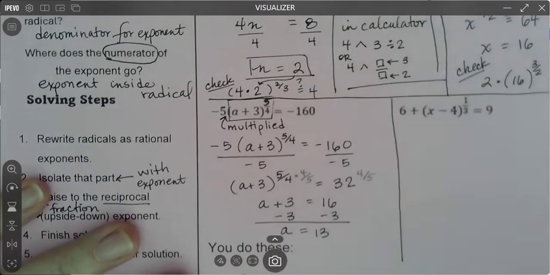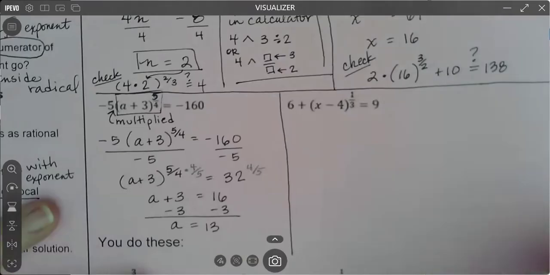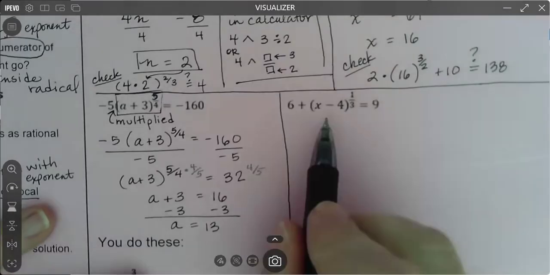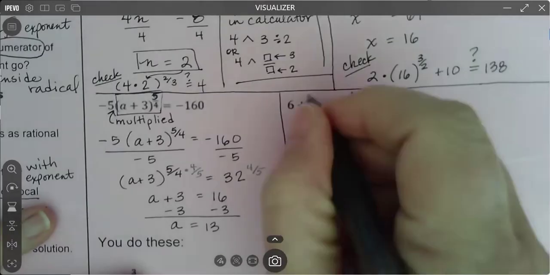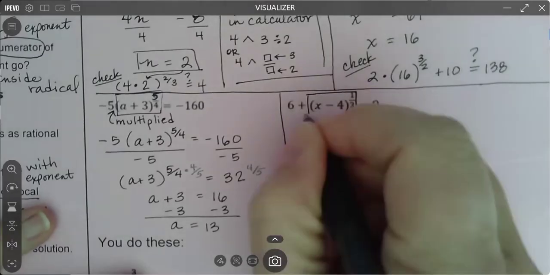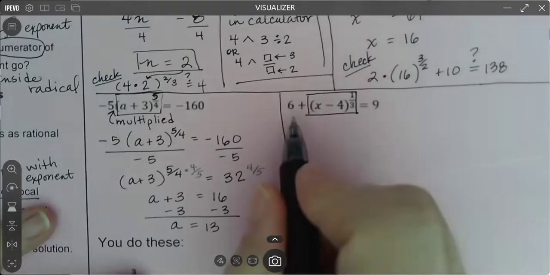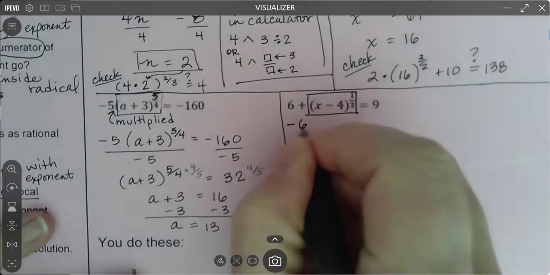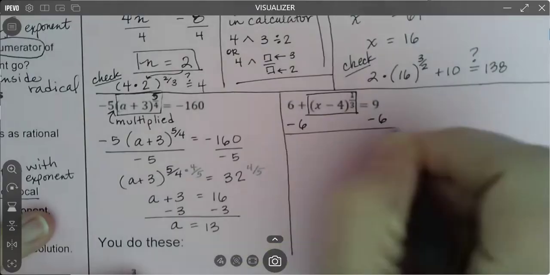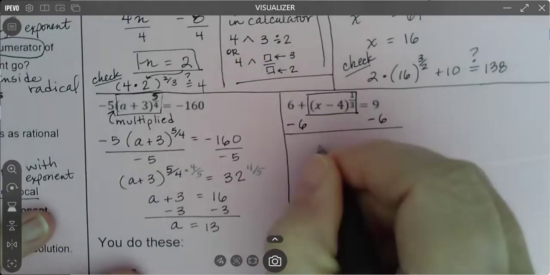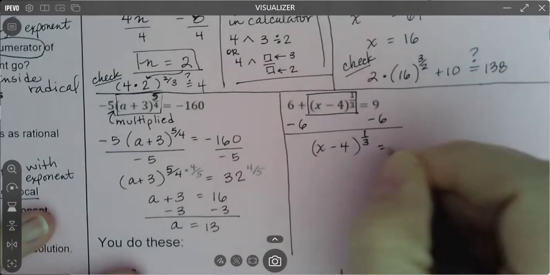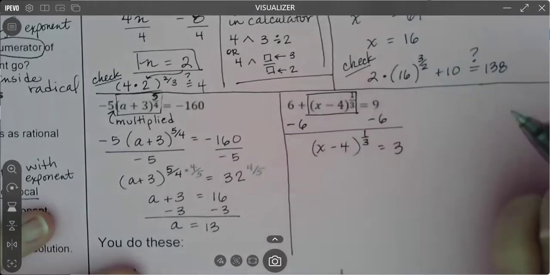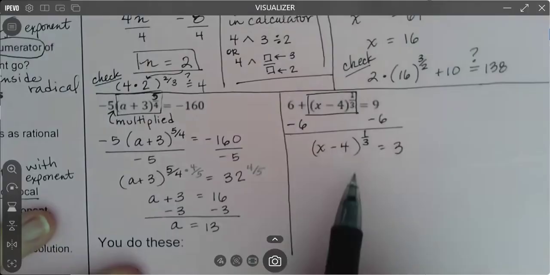Last one here for me to work is this one. Looks like I'm isolating this group with parentheses. I have 6 added to this is 9. So since it's added, I will subtract 6 from each side. That leaves x minus 4 to the 1/3 power equals 3. Now my expression with the exponent is isolated.